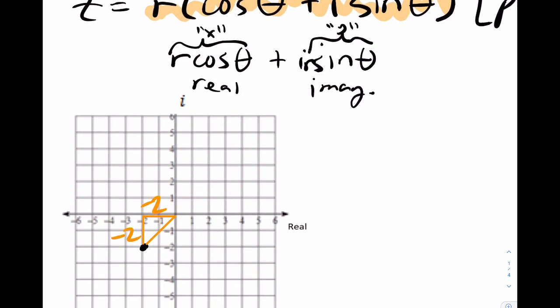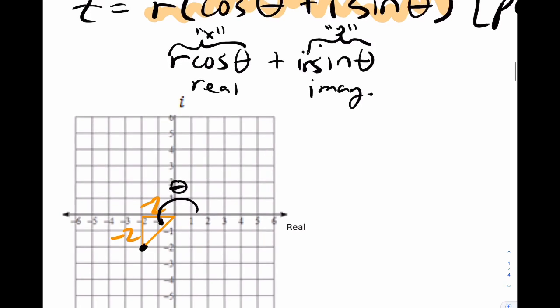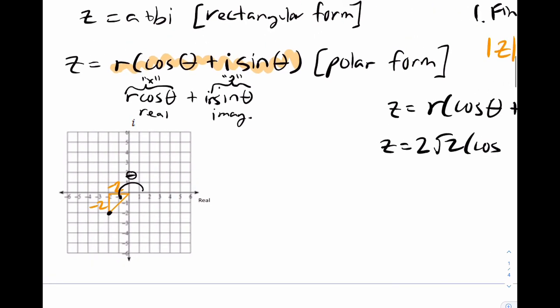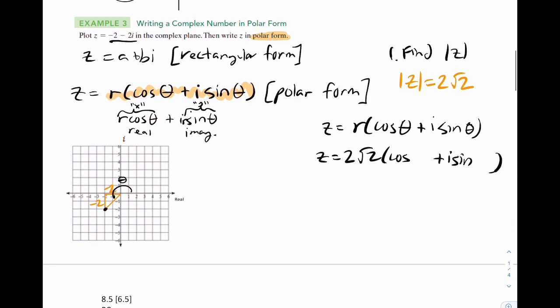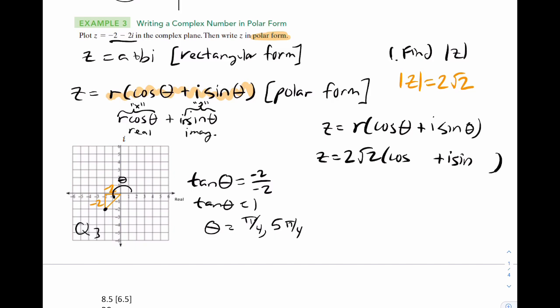To find it, it's just like our polar coordinate unit. We want to find this rotation. So some of you might already know the answer, but in case you forgot, we can just do some basic trig. Let's just do our polar fact. Tan theta is negative 2 over negative 2, which is tan theta of 1. So theta must be pi over 4 and 5 pi over 4. But we can see this is quadrant 3, which means we deny pi over 4. There's our answer, 5 pi over 4.